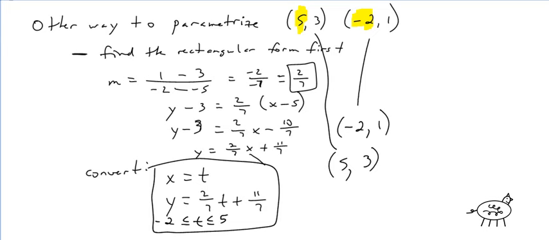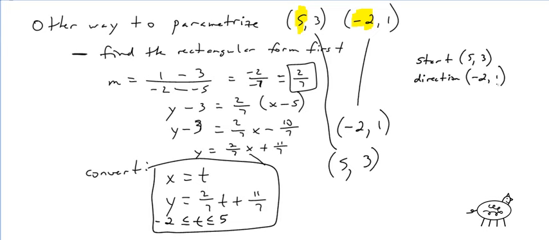Okay, so now let's look at the ray part. This is what we did last time. So the ray, it started at 5, 3, and the direction was negative 2, 1.